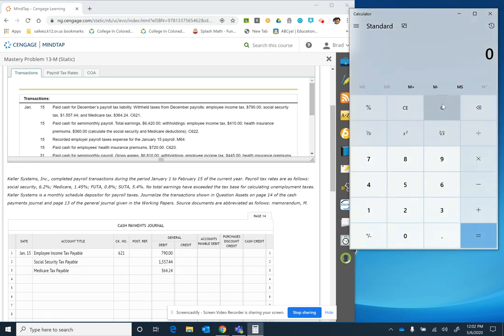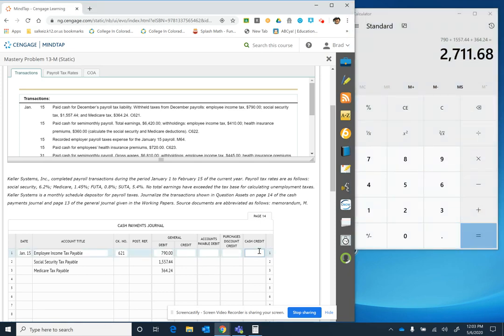Now we'll add those up and find out how much our check is going to be written for. 790 plus 1,557.44 plus $364.24. So we add these up, and we're going to write a check for that amount, and that amount is going to be $2,711.68. So this amount here is going to cover our federal income tax, our Social Security tax, and our Medicare tax for the month of December. We're writing it 2 weeks into the next month.